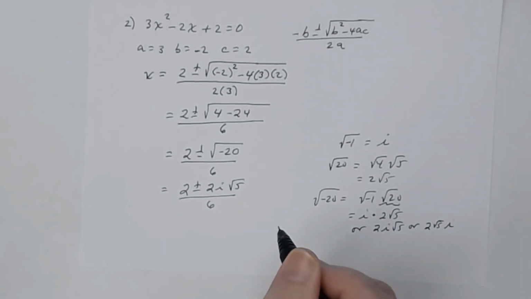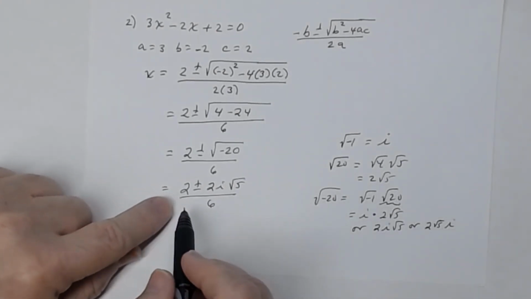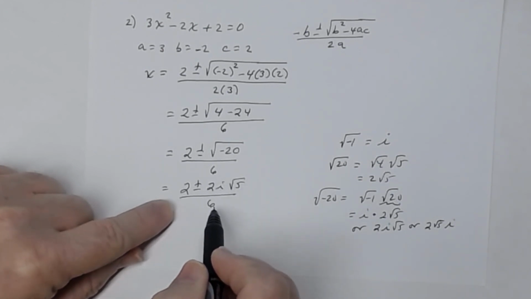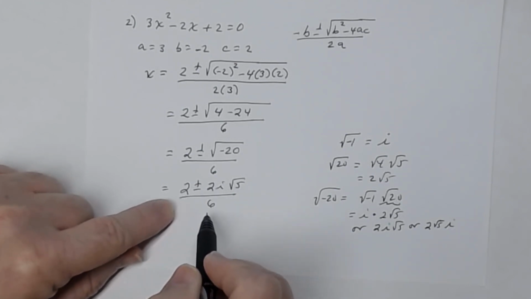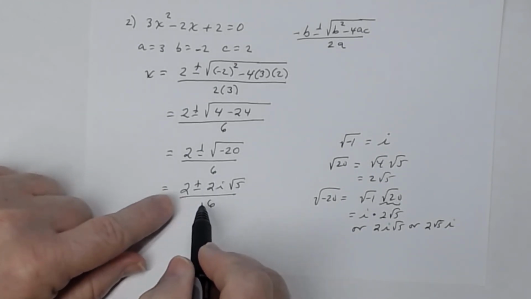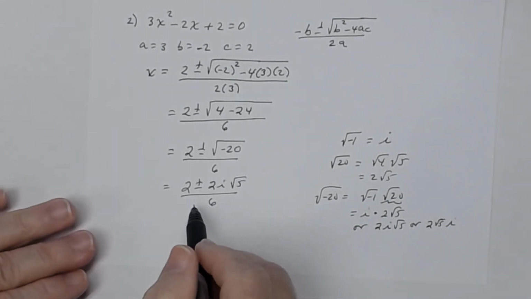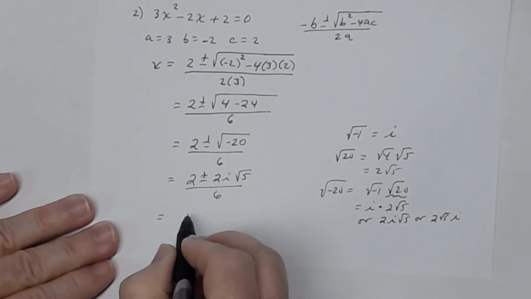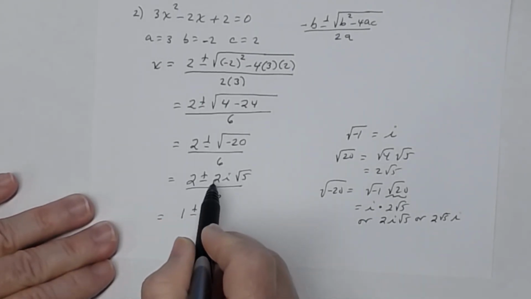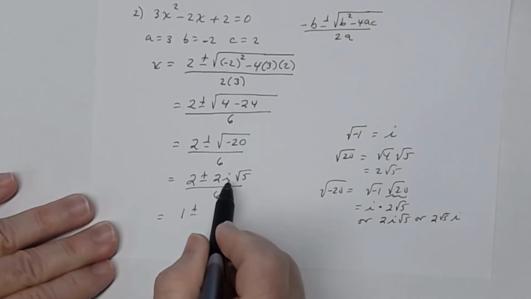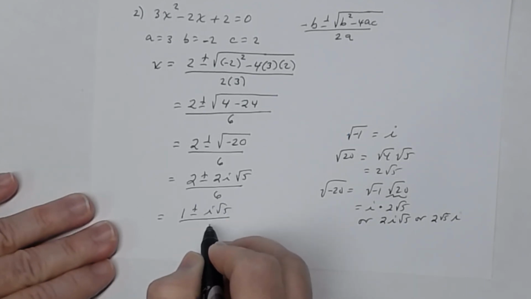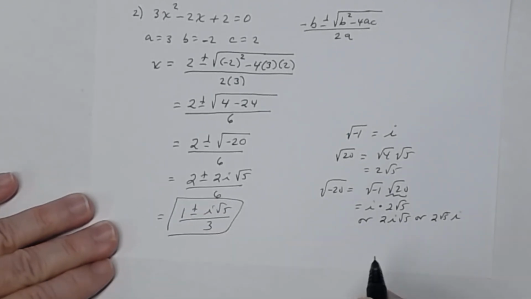Okay, now the way that this looks right here, you see you have a 2 here, and then there's a factor of 2 in this term, and then there's your 6 that's in the denominator. This 2 and this factor of 2 and this 6 are all divisible by 2. So you can go a little bit further in this case. So all of these are divisible by 2. So you're going to say 2 divided by 2 is 1, plus or minus 2 divided by 2 is 1. 1 times i square root of 5 is still i square root of 5. All divided by, and 6 divided by 2 is 3. So you could write it like this.